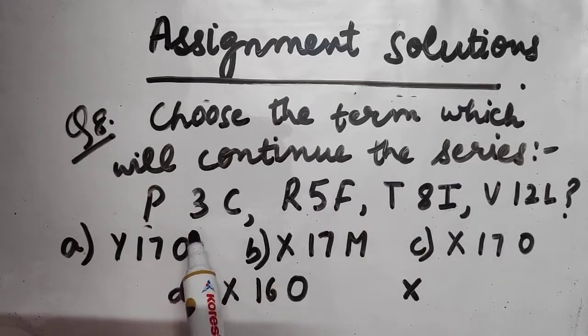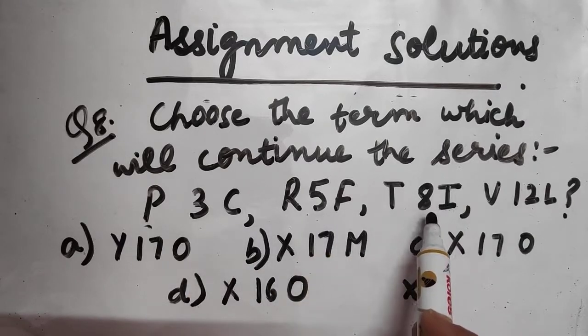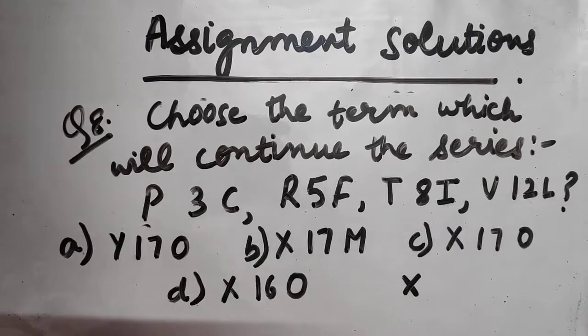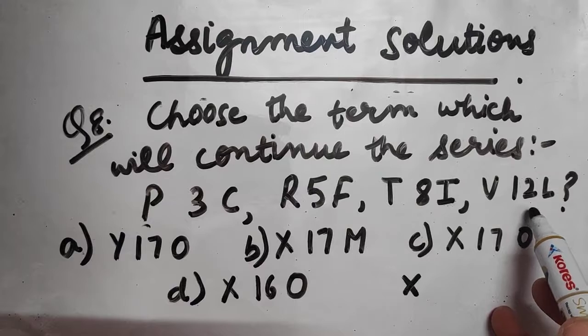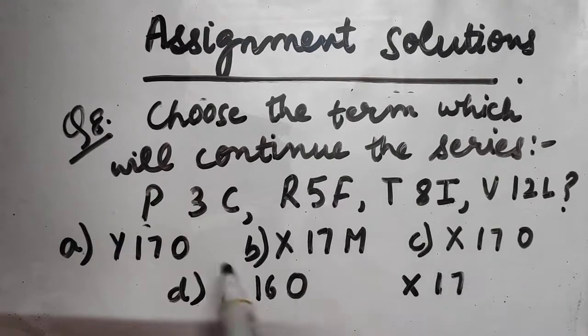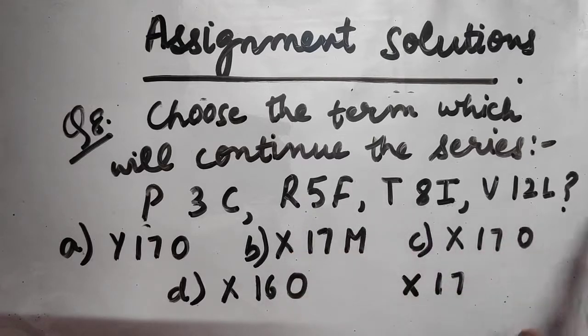Now if I talk about the numbers, 3 plus 2 we get 5, 5 plus 3 we get 8, 8 plus 4 we get 12. Here we are adding plus 2, then plus 3, plus 4 and then plus 5. So 12 plus 5, 17 should come.